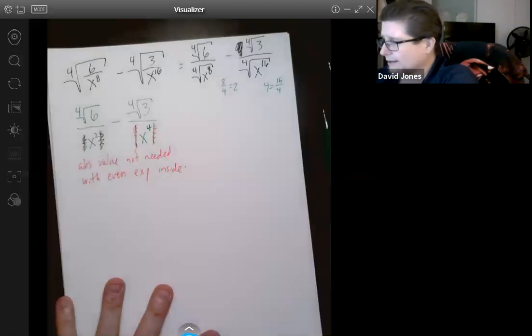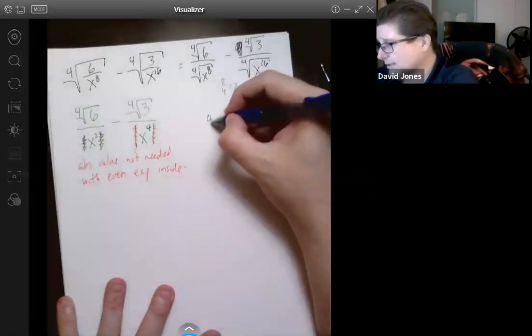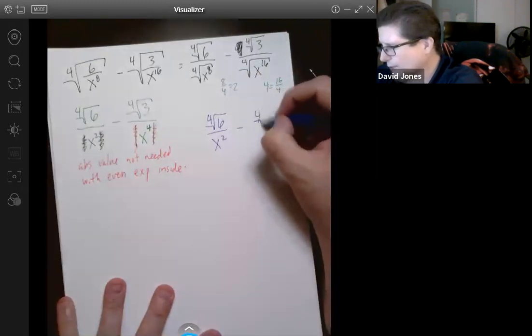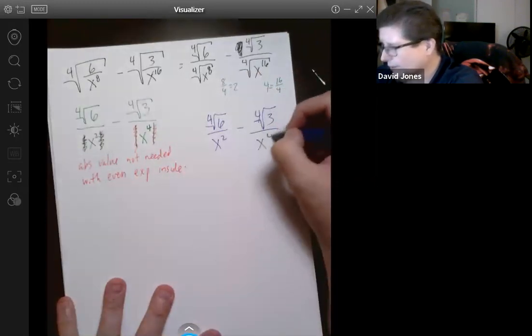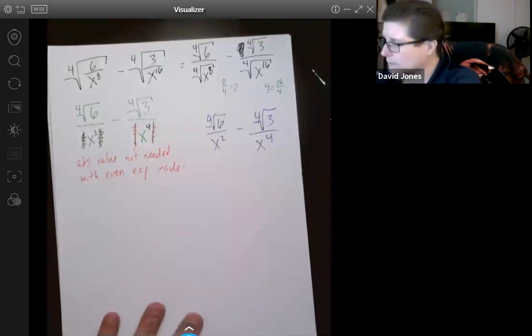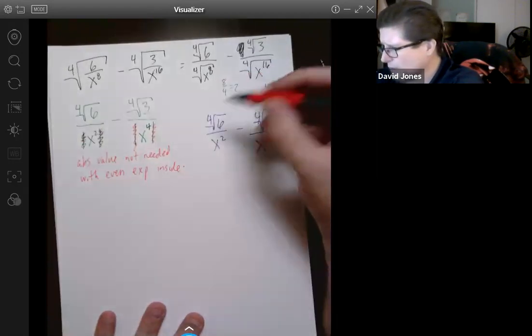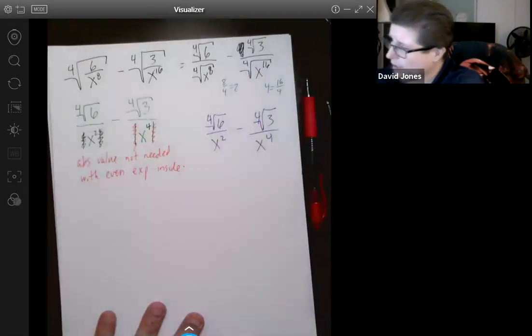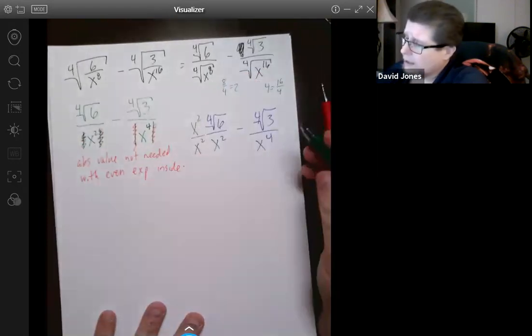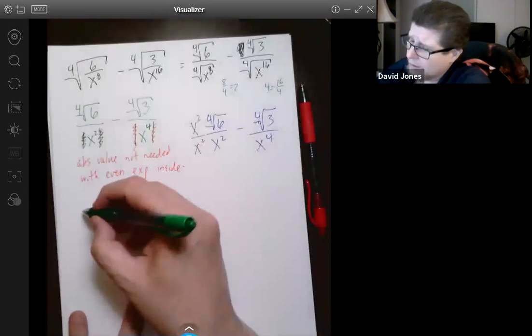So what do I have there? I've got 4th root of 6 over x squared minus 4th root of 3 over x to the 4th. That's not really all that cleaned up. You should probably get a common denominator. If I multiply this one by x squared over x squared, then I got x to the 4th on both.